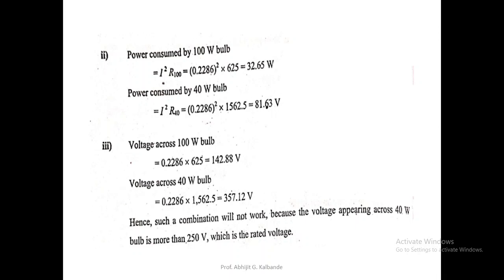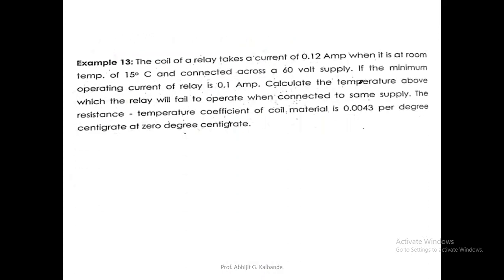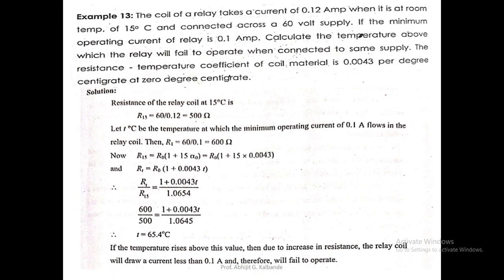Now after getting the value of power, we also have to find the voltage across the 100 watt bulb and the voltage across the 40 watt bulb. For that purpose, we use the formula V equals I into R. Okay, so these are the simple numericals that will sometimes be asked in the paper. I hope you understand all the numericals. In case of any doubt, any problem, any issue, you can ask. Thank you. Keep watching the next video.